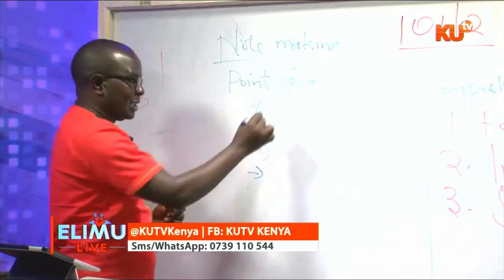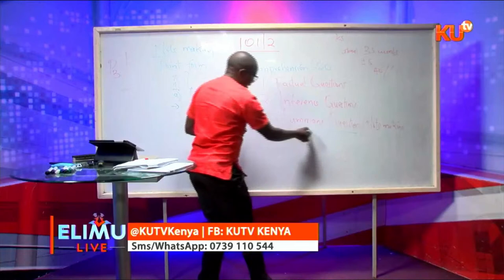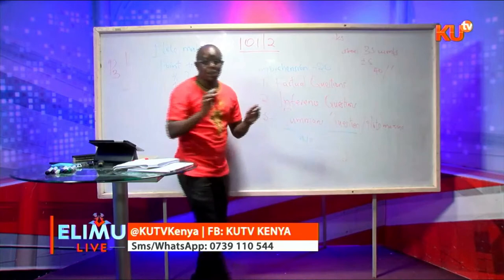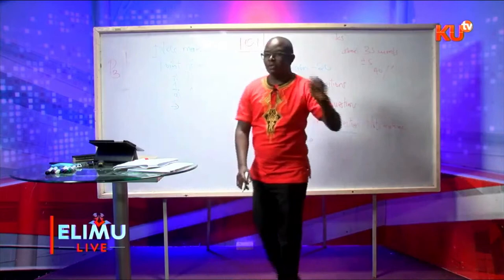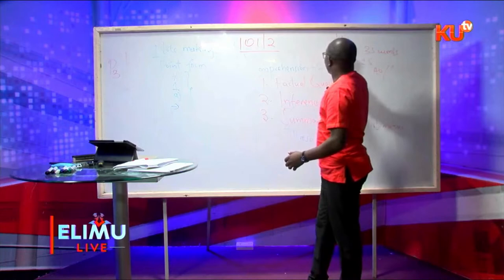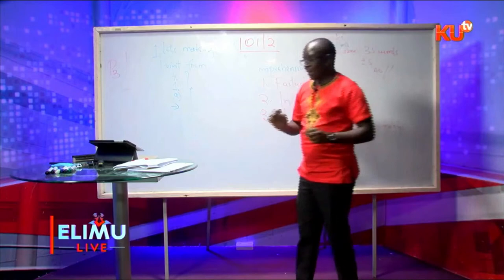Remember, in summary it must be in prose. It must be in continuous prose. If you write in point form, it will be marked, but you will lose 50% of the mark. So if you have to score 6 out of 6, you get everything correct, you'll score the 6, then you lose 50%. So that means you'll only end up with a maximum of 3 marks.